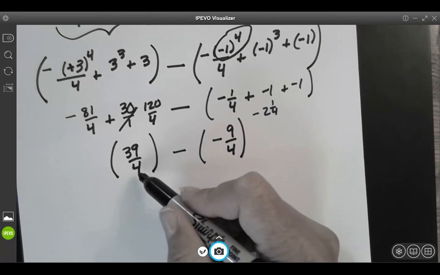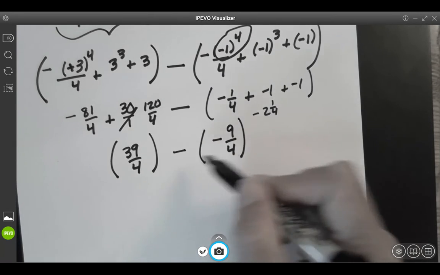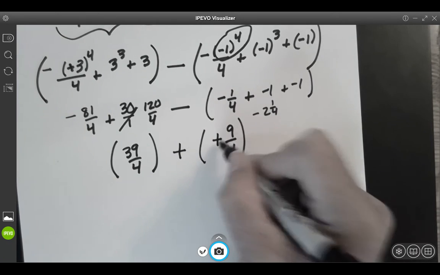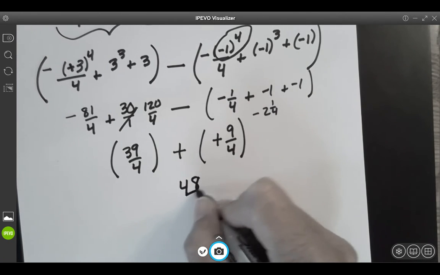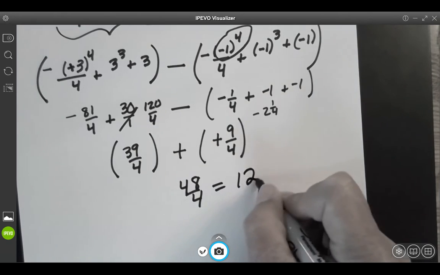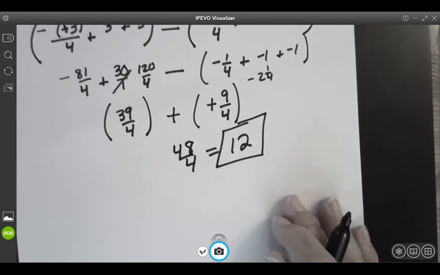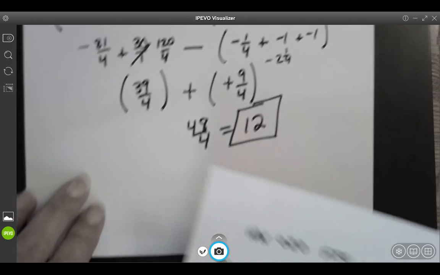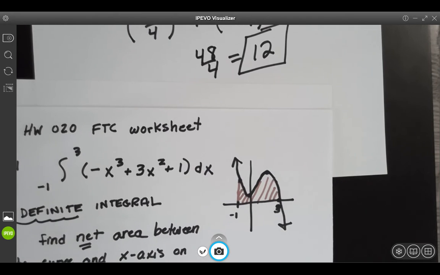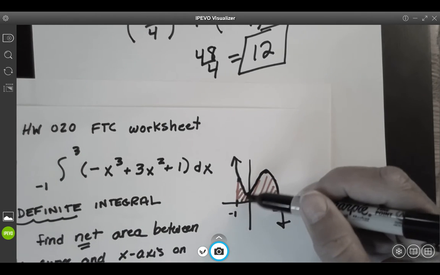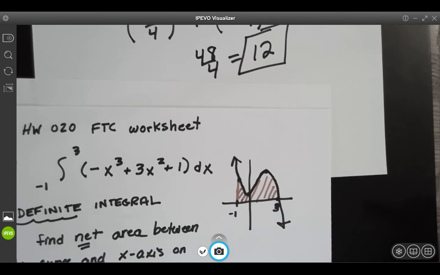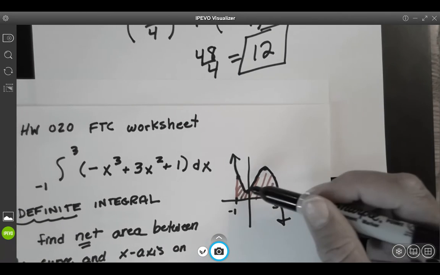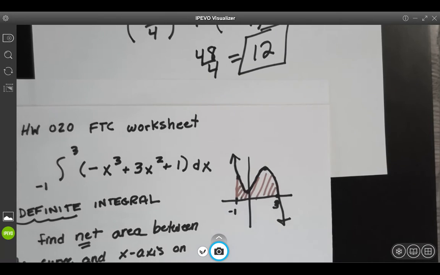And now I have just 2 single quantities here. So now minus negative, now I can do just plus positive. That'll be 48 fourths, which would be 12. And that is the exact area between the curve and the x-axis, the net area. In this case, it really was a little simpler because all the heights were positive. So 12 is the exact area under this curve.